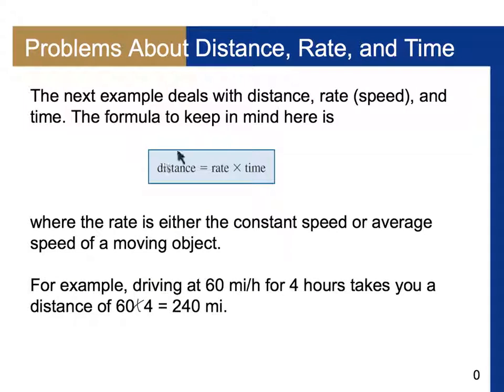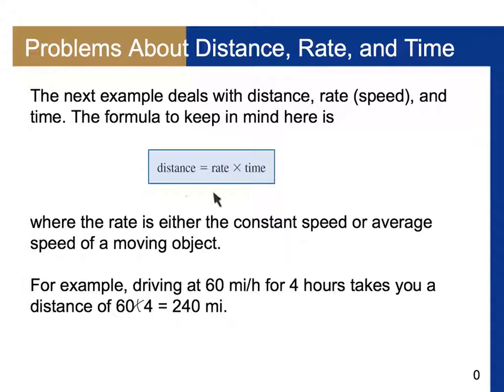Okay, now we're going to look at distance problems. So remember our common distance formula is that distance equals rate times time, where rate is either the constant speed or average speed of a moving object. So for example, if you're going 60 miles per hour, that would be our rate. For 4 hours, that would be our time. We're going to multiply that rate times time to get distance. So 60 miles per hour times 4 hours is 240 miles.